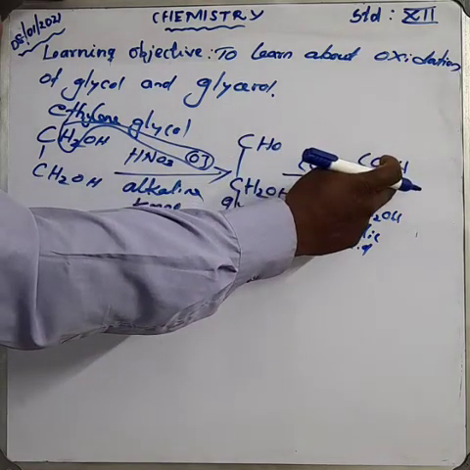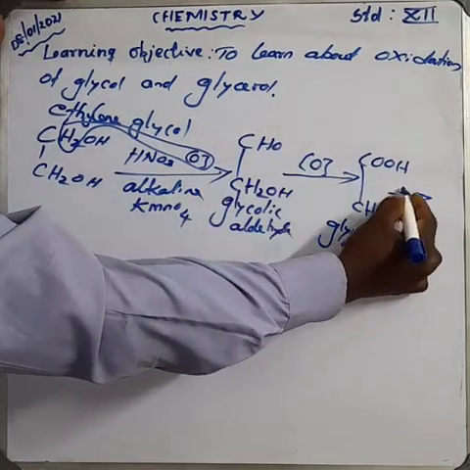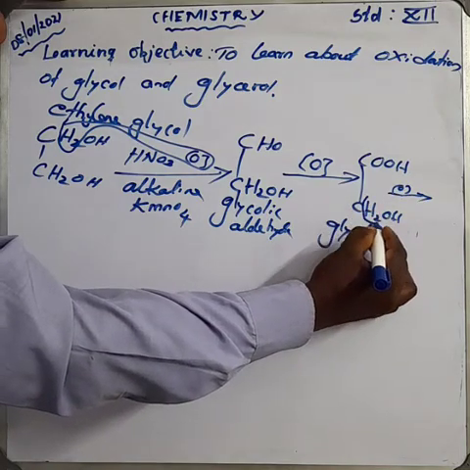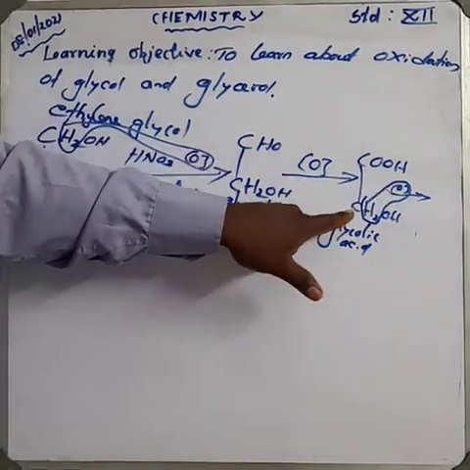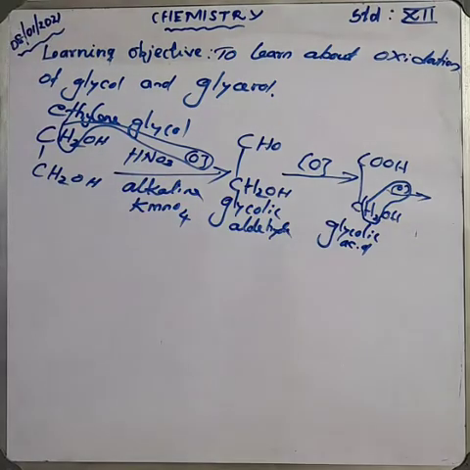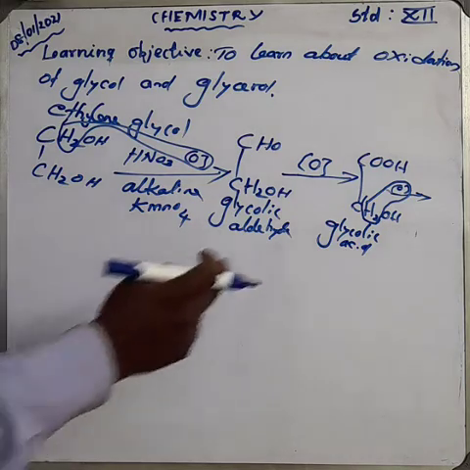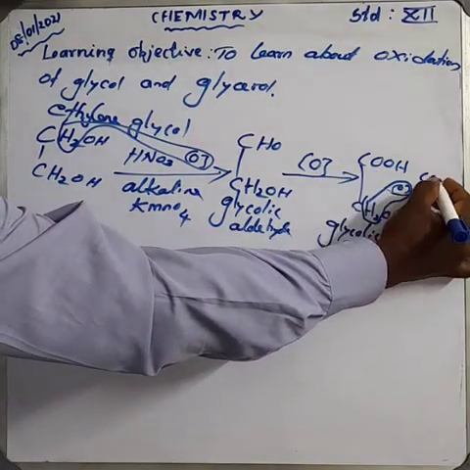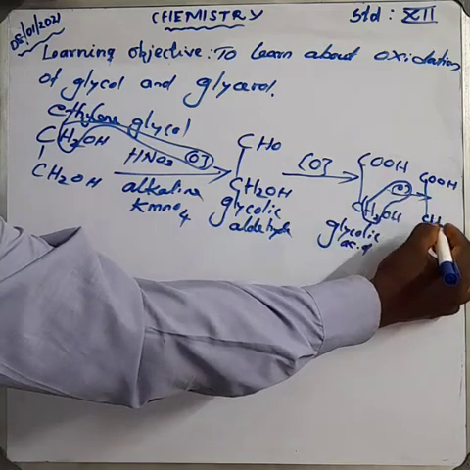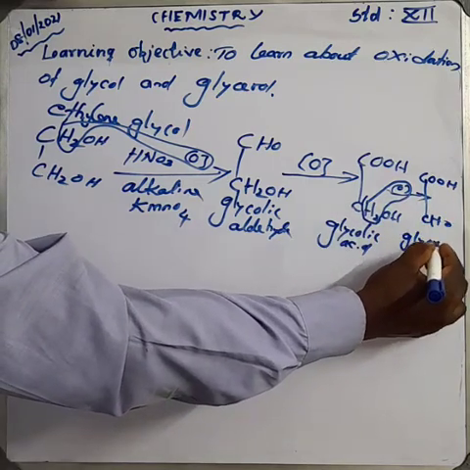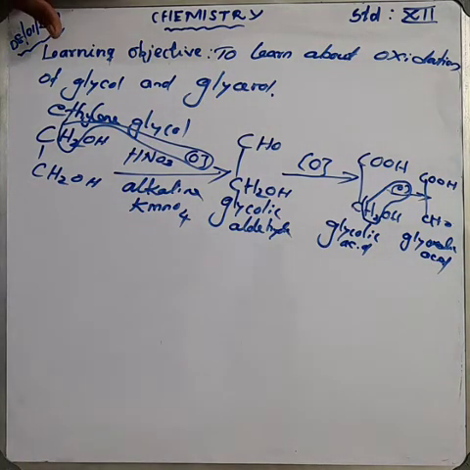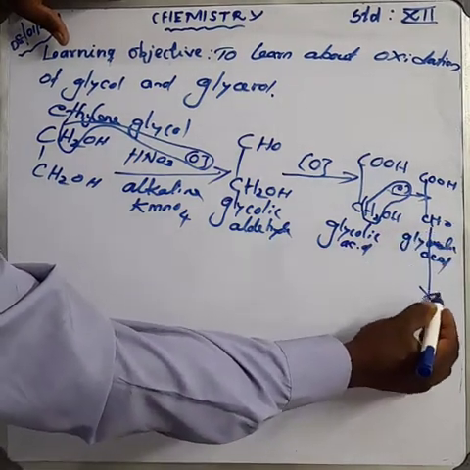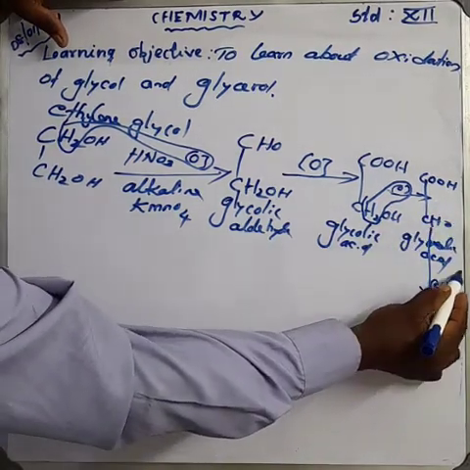This glycolic acid again undergoes oxidation. The same process. Here, this hydrogen combines with oxygen to form CH2O. What's the product here? Again, the product is glyoxylic acid. The name of the compound is glyoxylic acid. Okay. Again, this undergoes oxidation. Here the oxygen is added.